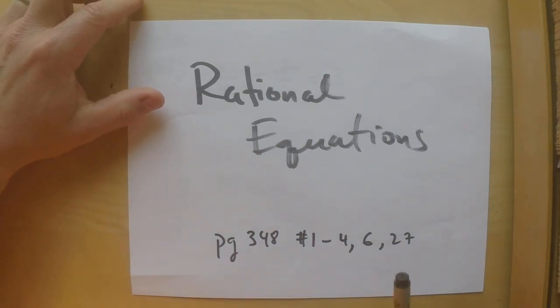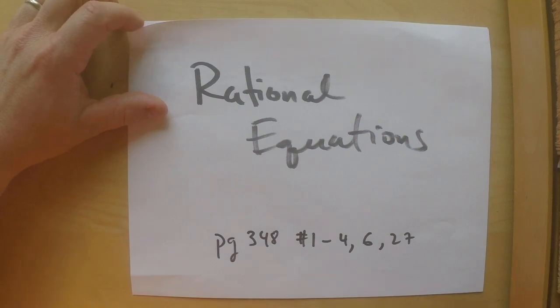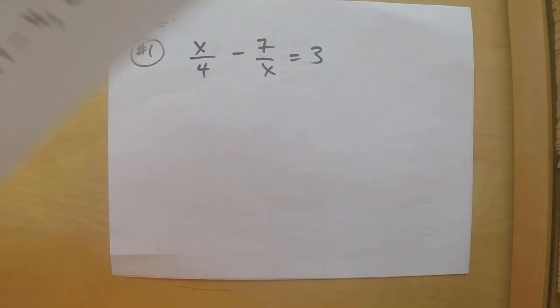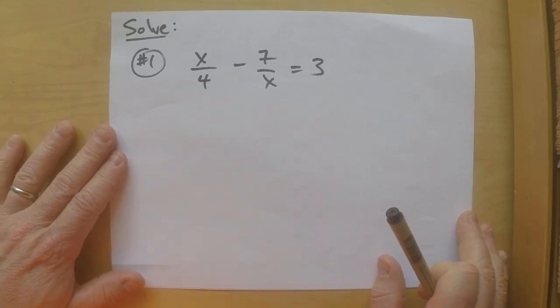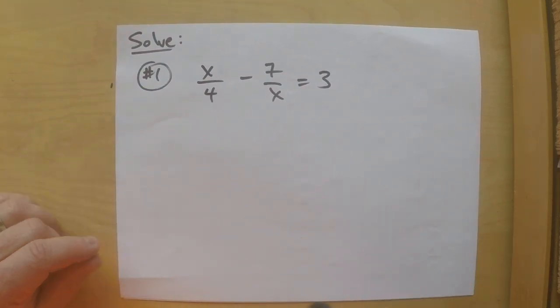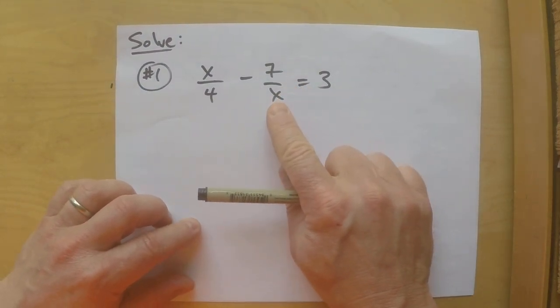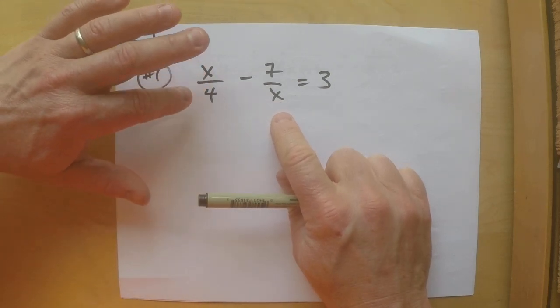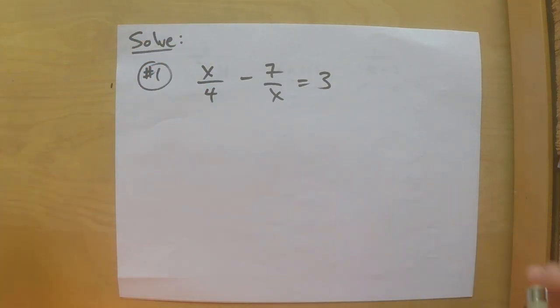So, what is a rational equation? Well, it is an equation that has a rational expression in it. So, here is an example of a rational equation. It's an equation, and the variables are kind of mixed within fraction form, hence it's a rational equation. And we'll see what comes out of the woodwork.